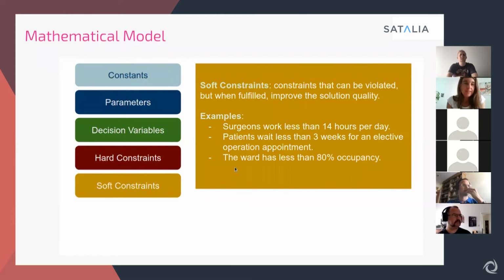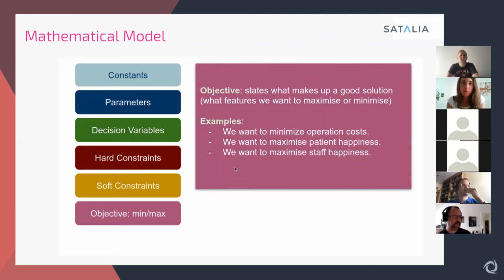The objective is the very last part of the mathematical model. It defines how the quality of a solution is exactly defined. So it tells us what makes a solution good. We usually do that by stating what we want to maximize or minimize. So we might want to maximize the patient happiness or maximize the staff happiness or just minimize the operation costs. And often we don't just have one objective.